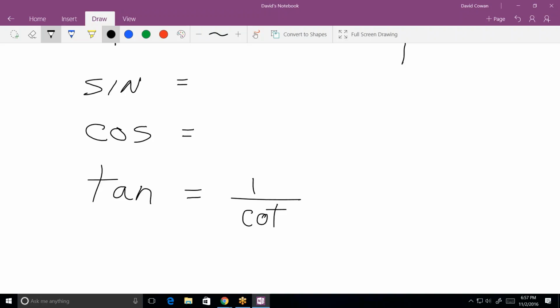What's the reciprocal of sine? Is it secant or cosecant? Cosecant. And the reciprocal of cosine? Secant. That's all you have to remember.